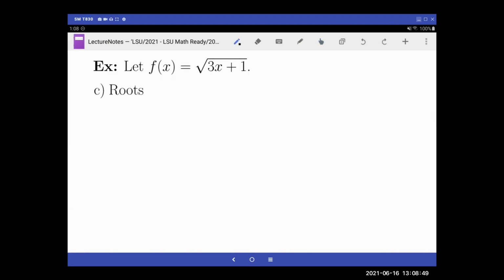Okay, here we have the square root of 3x plus 1 again. Let's find the roots. Remember, that also means the zeros. So to find those, just set the function equal to 0. You can graph it, same thing. The square root of 3x plus 1 equals 0, so I will square both sides. If I raise both sides to the second power, that'll eliminate that radical for me.